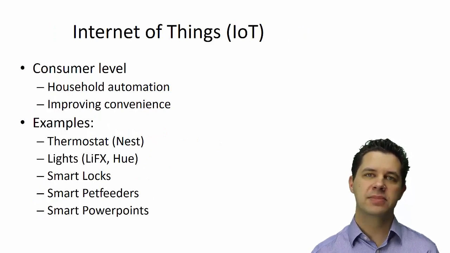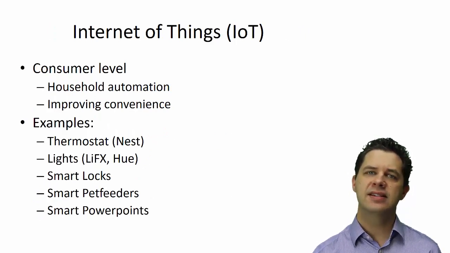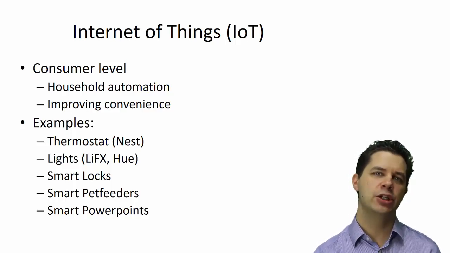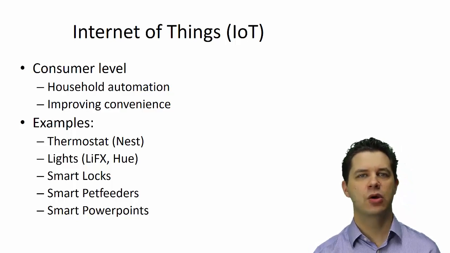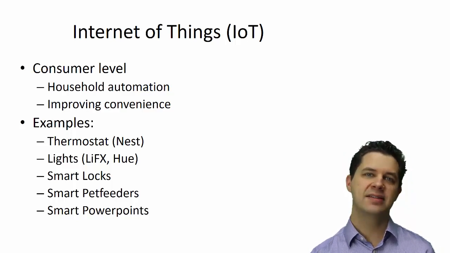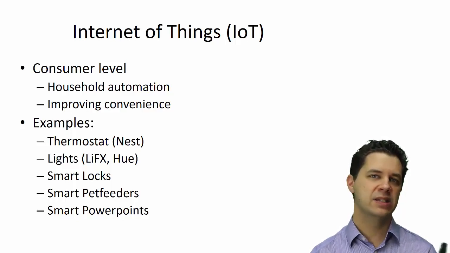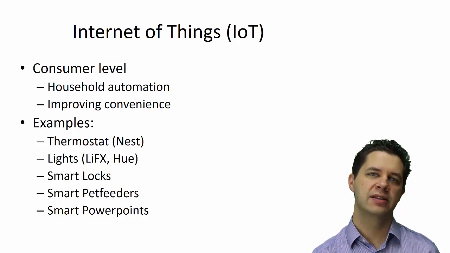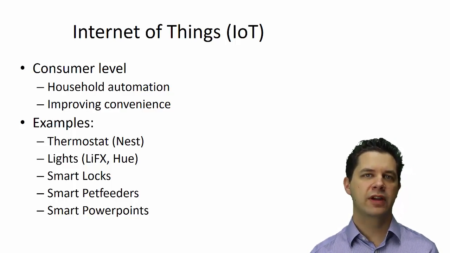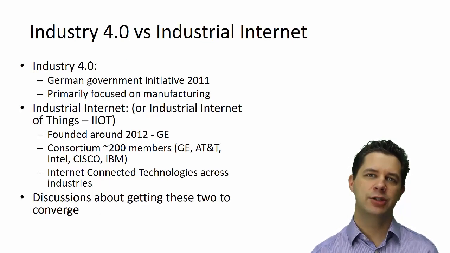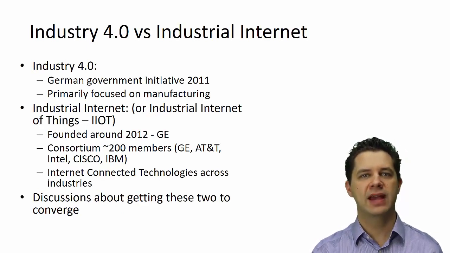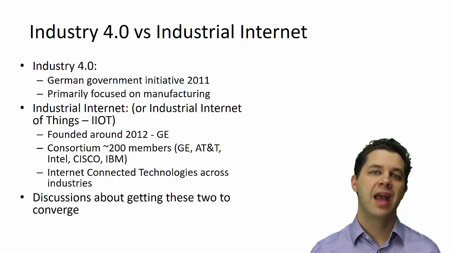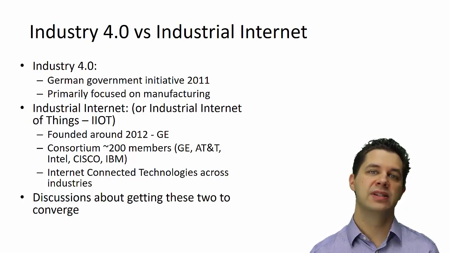The other thing that comes up is the Internet of Things, and this is done at more of a consumer level. Basically thinking about things like household automation and improving our convenience within the household. And there's lots of examples of this around houses, things like smart thermostats, smart lighting, smart locks, pet feeders, smart power points, and things like that. So more of a consumer level, lower level, compared to the Industrial Internet of Things, where we see these things in the workplace, where we have automation that's happening and really making vast improvements in efficiency and in safety and other areas like that.